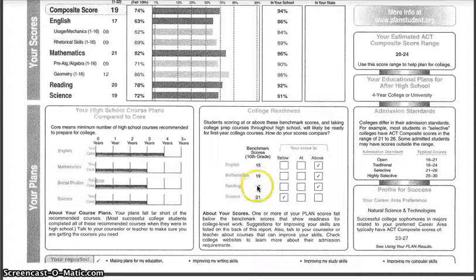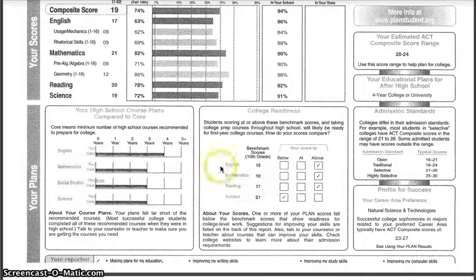Math, same thing. Benchmark score is 19. They got a 21. They are well on their way to be ready for college math. Reading, 17 is the benchmark. 20 is the score they received.